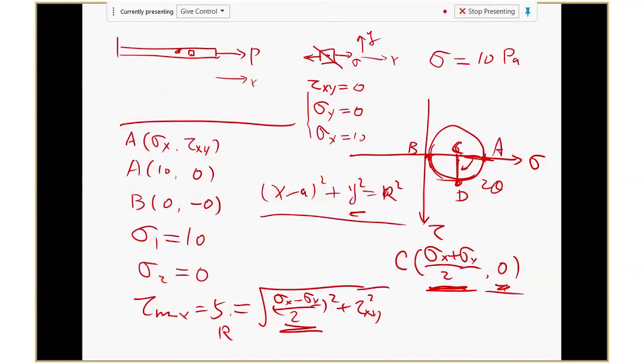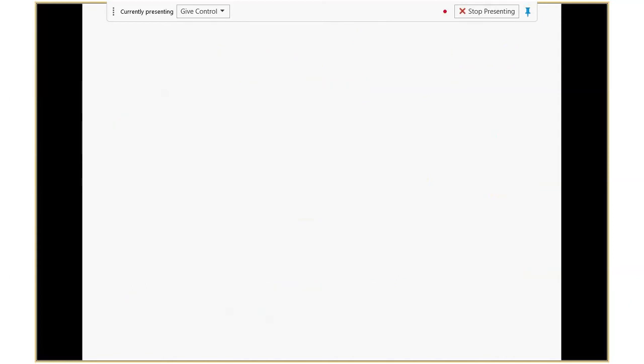All right, any other questions? Okay, let's go look at another example from chapter 3. Remember when you have a shaft, you apply torque here. So if you look at the surface element here, what kind of stress state do you have?